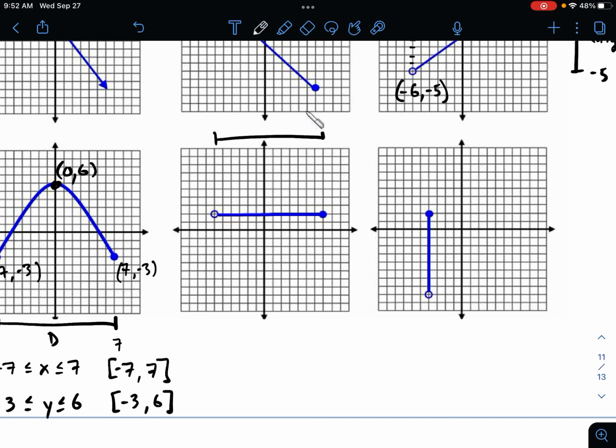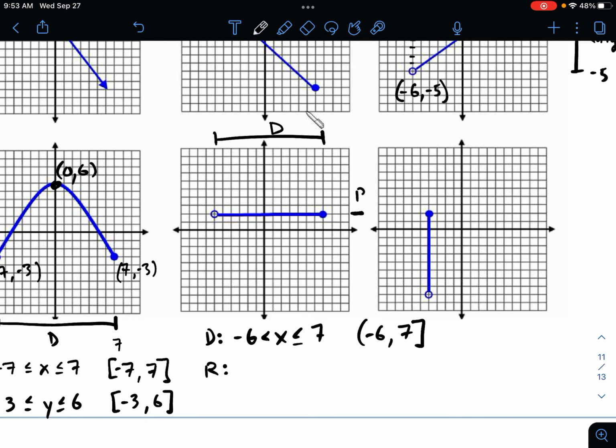All right. This one here, again, my domain is from left to right. So my domain is going to be from negative 6, 1, 2, 3, 4, 5, 6. From negative 6 is just less than x, right? So open dot. And less than or equal to 1, 2, 3, 4, 5, 6, 7. All right. So using interval notation, we'd be going from negative 6 to positive 7. And we'd include the 7, but not the negative 6.